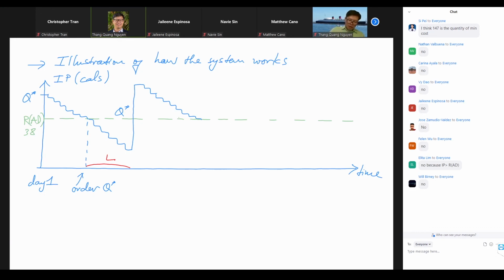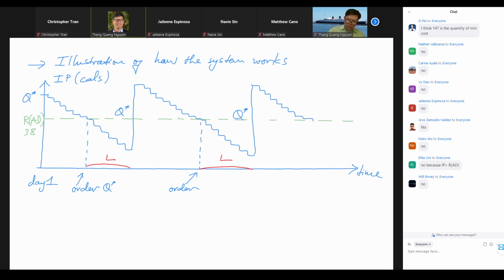Okay, so when the remaining stock hits the reorder point, that's a hint for us that we need to make the next order. And of course, we do not receive it right away. We have to wait for the lead time. That's the lead time right here. So during the lead time, the stock continues to go lower and lower every day. And at the end of the lead time, one more time it jumps up by Q star, because we order Q star.